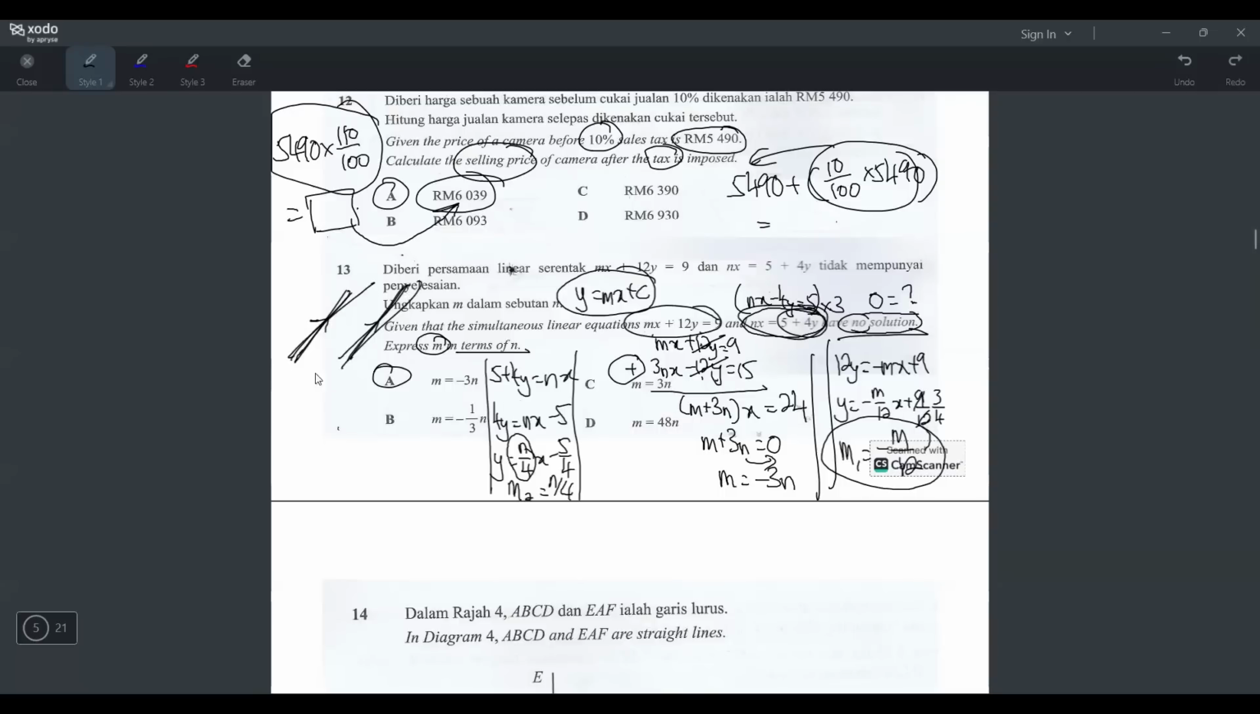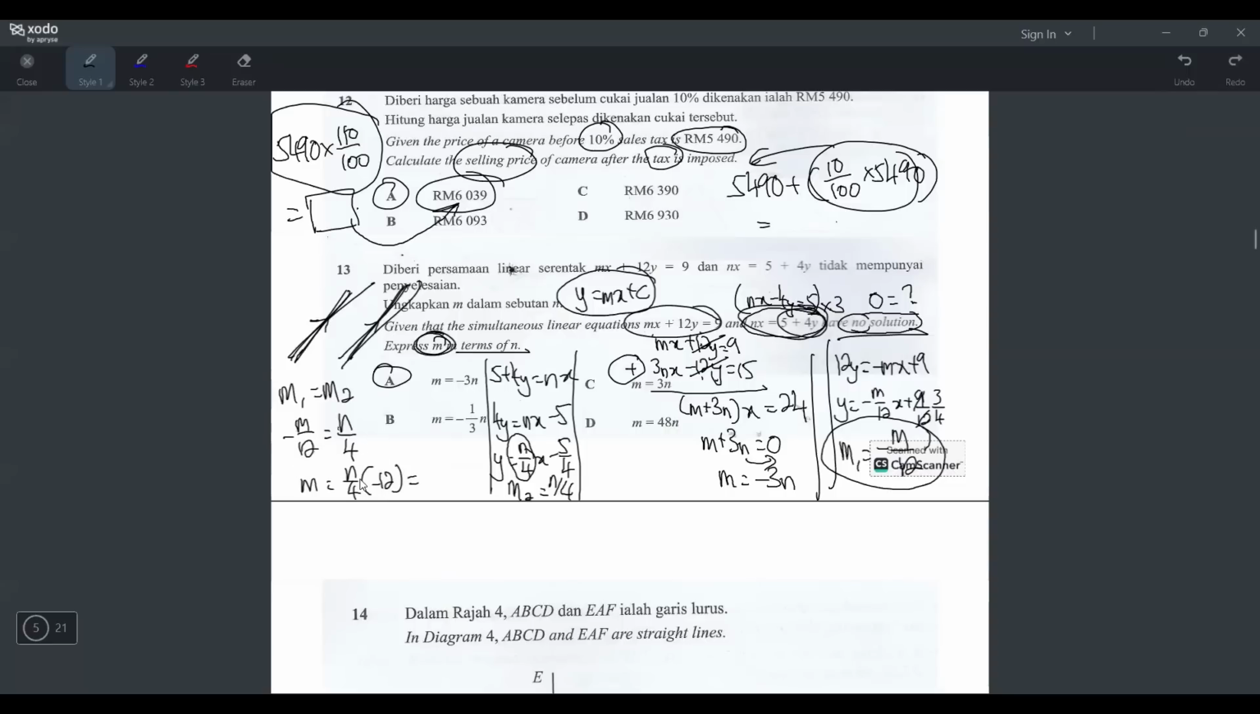So sekarang saya boleh ambil gradient m1 sama dengan m2. So the gradient is negative m over 12 sama dengan n over 4 macam ni. And now you just pindah, but jadikan m single lah. So dia akan jadi m sama dengan n over 4 darab dengan negative 12. Okay, darab sebab ini bahagi hantar jadi darab.